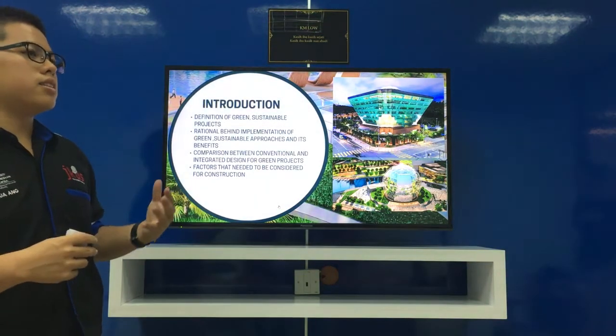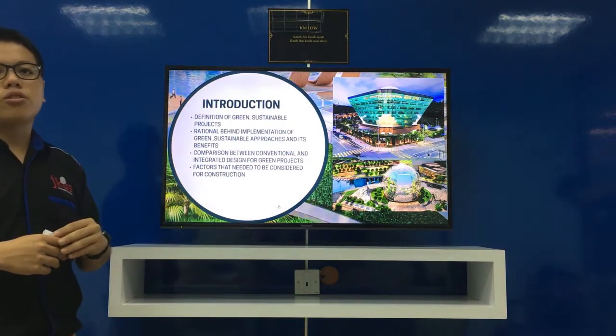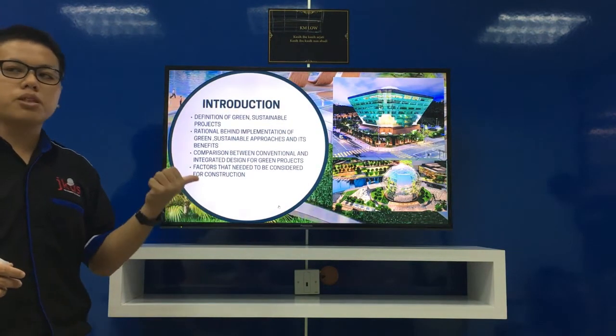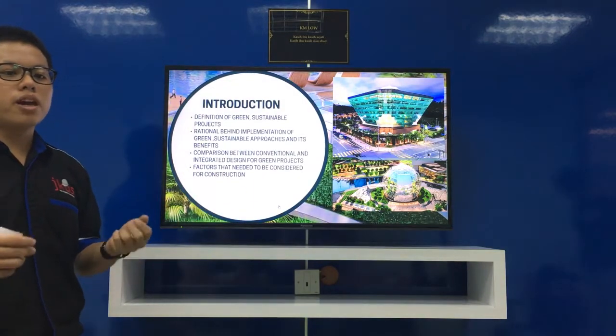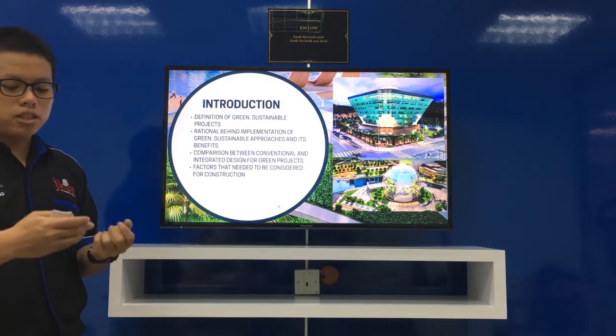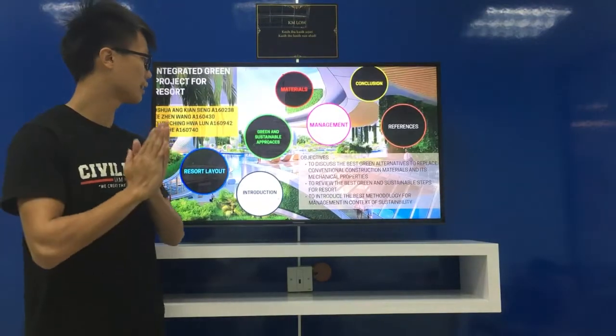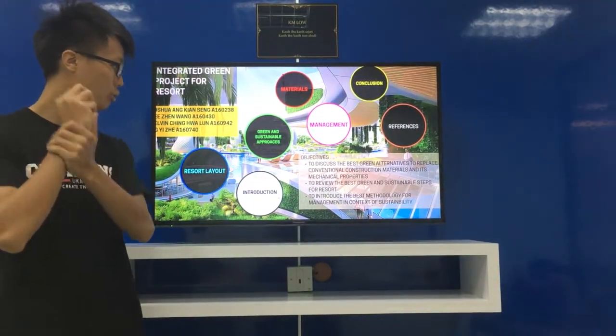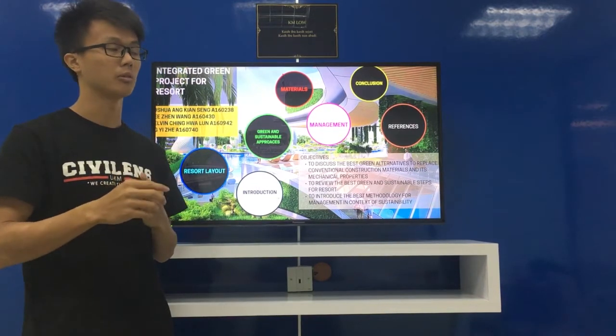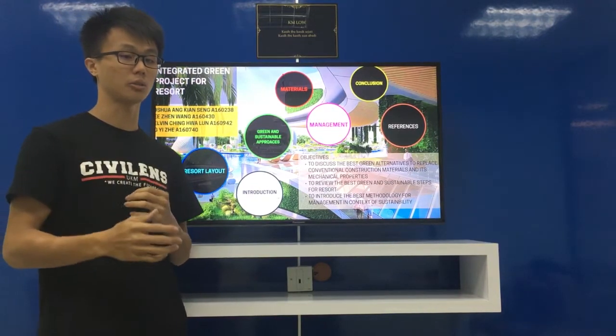Therefore, what are the factors taken into consideration for construction? First, strength of materials. Second, economic factor. And third, impact of health and environment. So now, what are the objectives of our integrated green project? We have three objectives in doing the integrated green project.